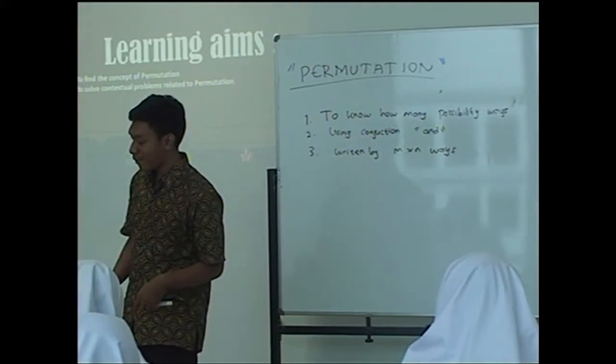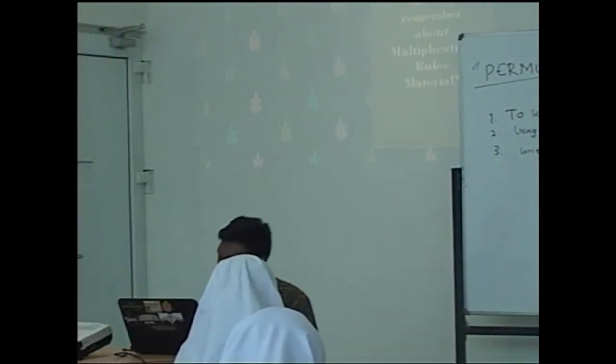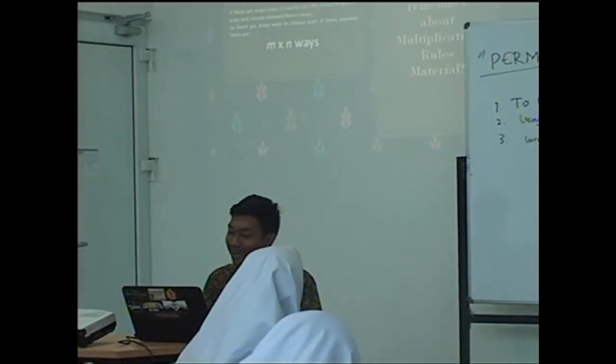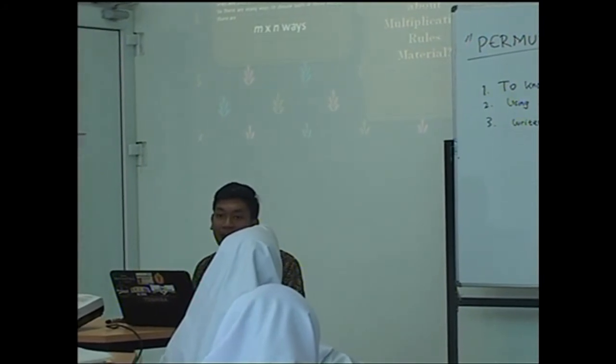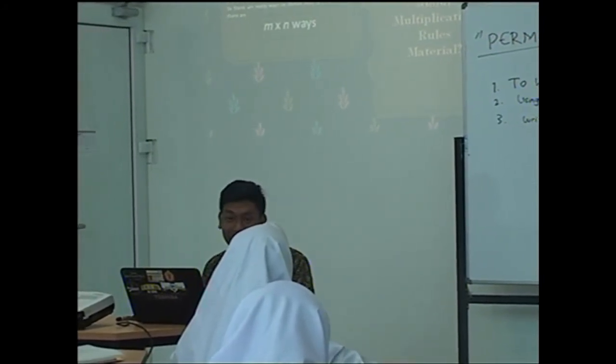Good. I hope you still remember this. If there are m ways to choose the first element and n ways to choose the second element, then there are m times n ways to choose both of these elements. Is it clear? Yes. Okay, good.